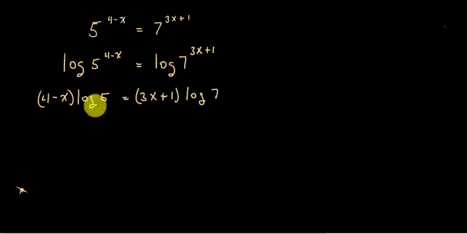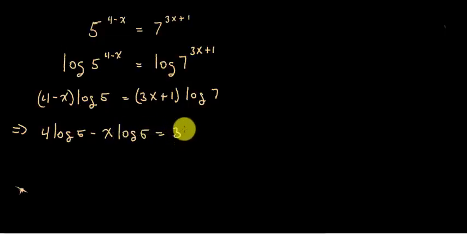Okay, so from here, I remember log of 5 and log of 7, these are just numbers. That's all they are. So I'll just distribute them into these expressions. If I distribute this, I get 4 log of 5 minus x times the log of 5 equal to 3x times the log of 7, and then plus just 1 times log of 7. So that's log of 7.